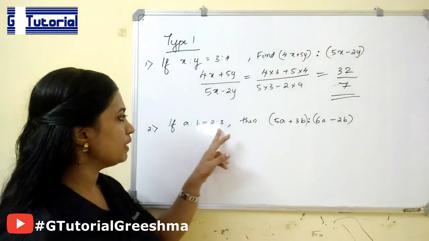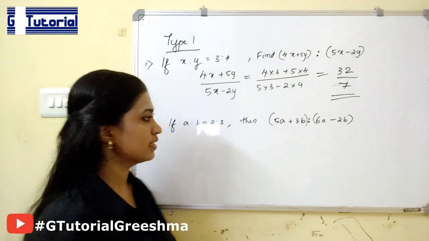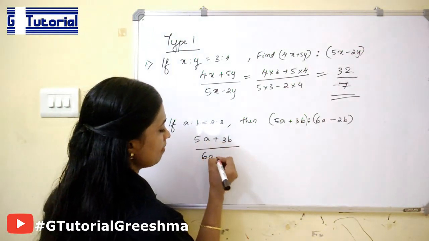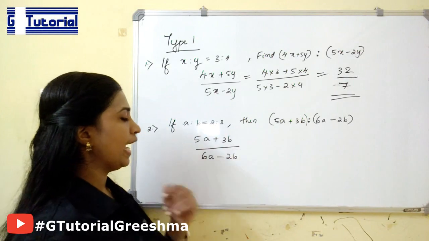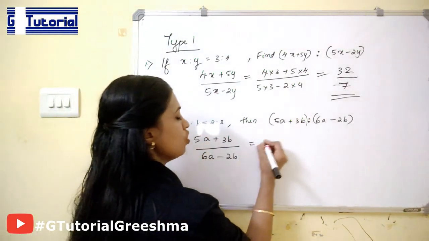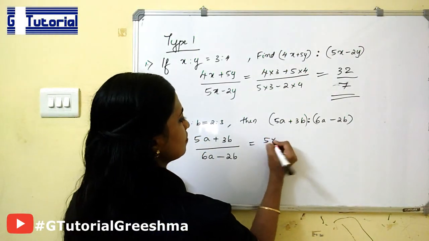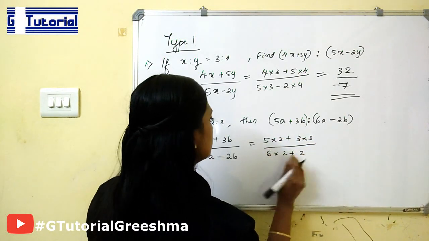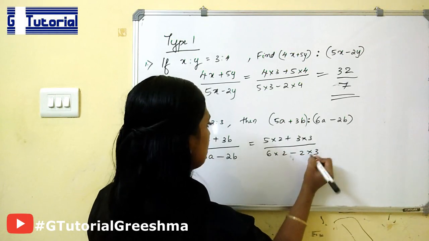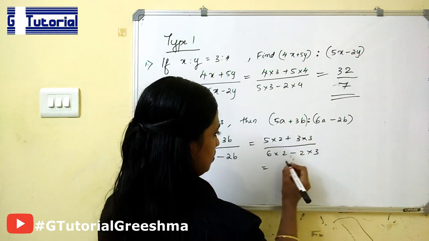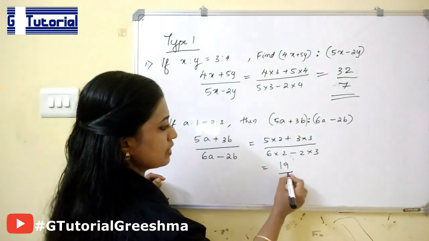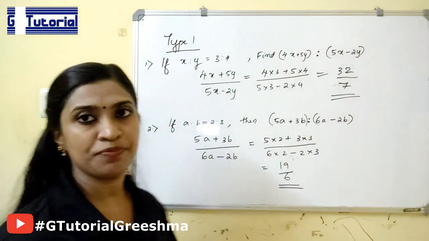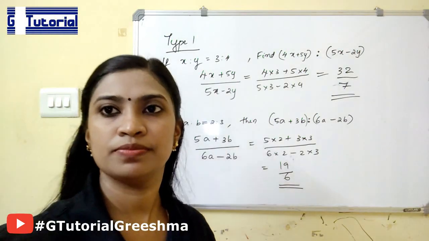Next, if A is to B is 2 is to 3, then what is 5A plus 3B by 6A minus 2B? Substitute for A and B: A is 2 and B is 3. So 5 into 2 plus 3 into 3 by 6 into 2 minus 2 into 3. That is 19 by 12 minus 6, 6. So 19 by 6 is the required ratio. So this is the type 1 problem. Now we can move on to the type 2 problem.